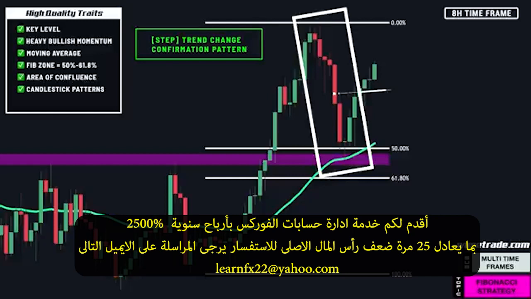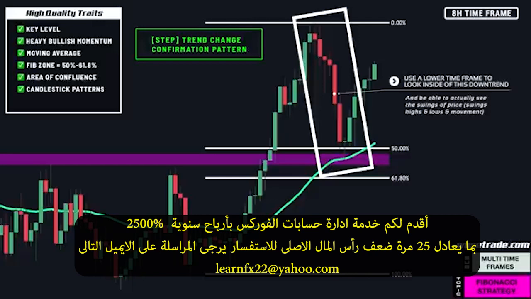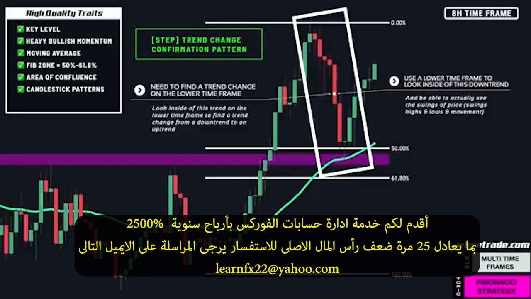We need to use a lower time frame where we can look inside of this downtrend and be able to see the swings and price movement of this trend, and then be able to look for price action that shows a trend change from a downtrend to an uptrend to confirm that the downtrend is over and that the larger uptrend can continue. So let's pull up the lower time frame, specifically the 4-hour time frame, and put it beside this one.